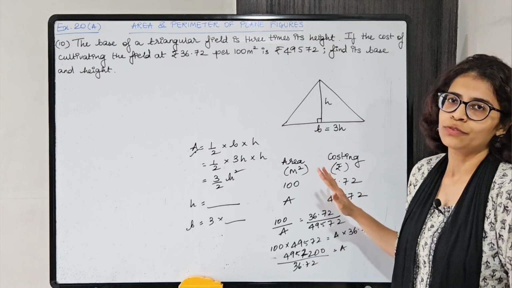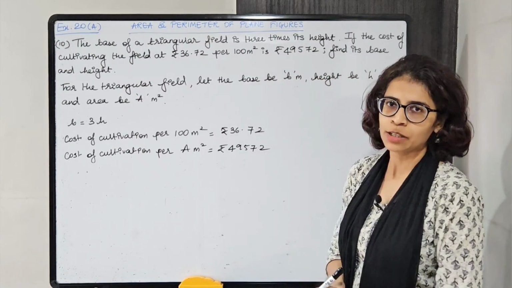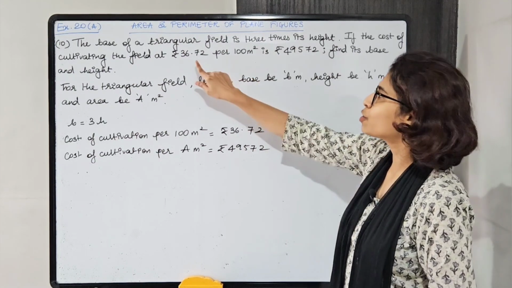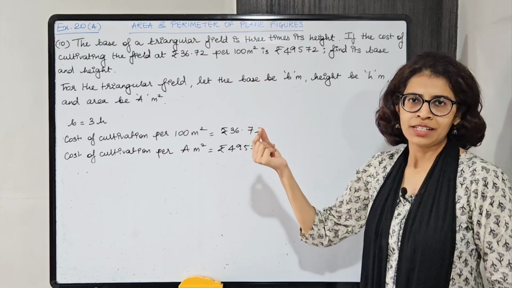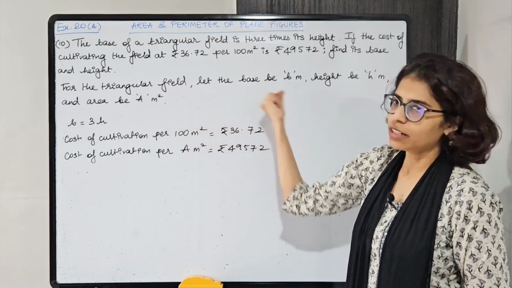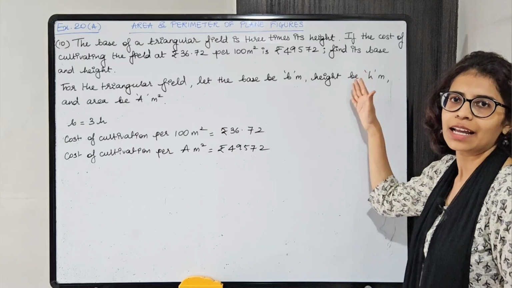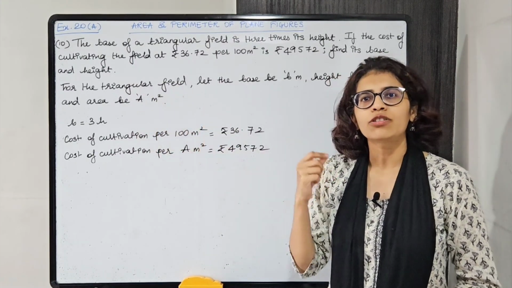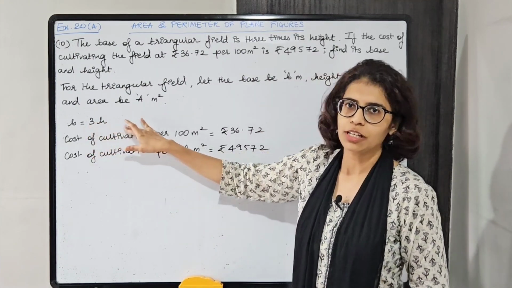So let us solve now with proper steps. For the triangular field, we know that base and height will be in meters and area will be in square meters because you are given over here the cost of cultivation per 100 square meter. So area square meter में है, so base and height will be in meters. Write down the initial statement. For the triangular field, let the base be B meters, height be H meters and the area be capital A square meters. We are also given the relation between the base and height: base is 3 times height, so write down the relation.